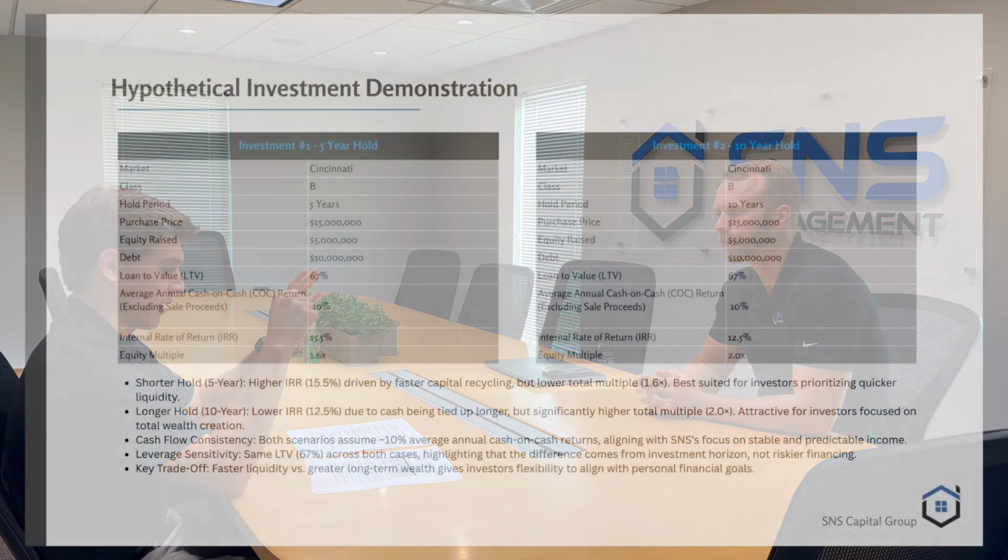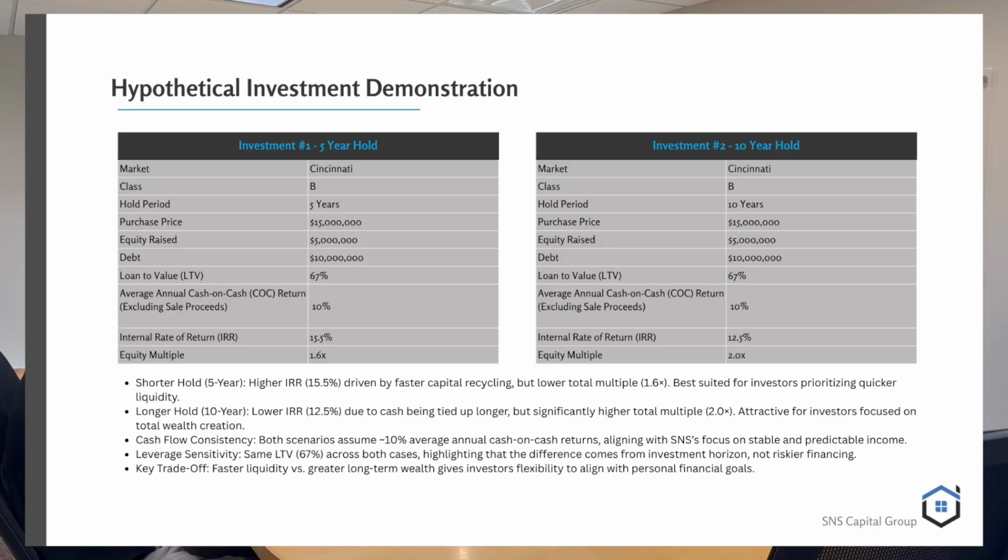I'm going to jump ahead now to another graphic that I talked about earlier. It's a hypothetical 5-year investment versus a hypothetical 10-year investment. These aren't actual returns from any deals. They're just a way to demonstrate how the IRR would work in a shorter hold versus a longer term hold. You've got your equity multiple coming into play here, loan to value, cash on cash, giving you a holistic view of how this might look different for different business models.